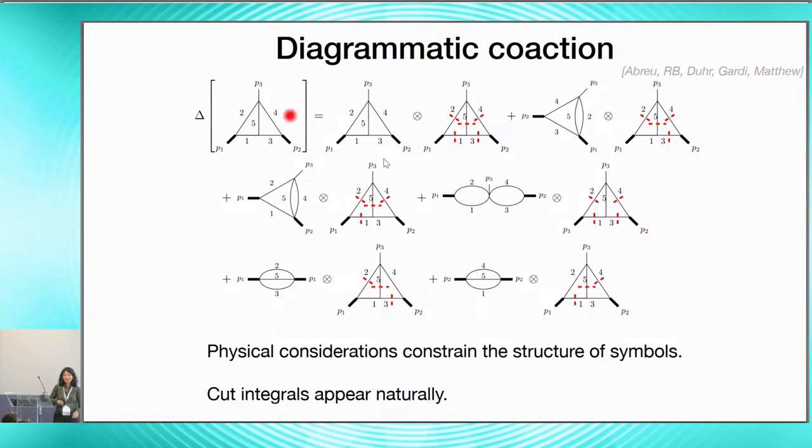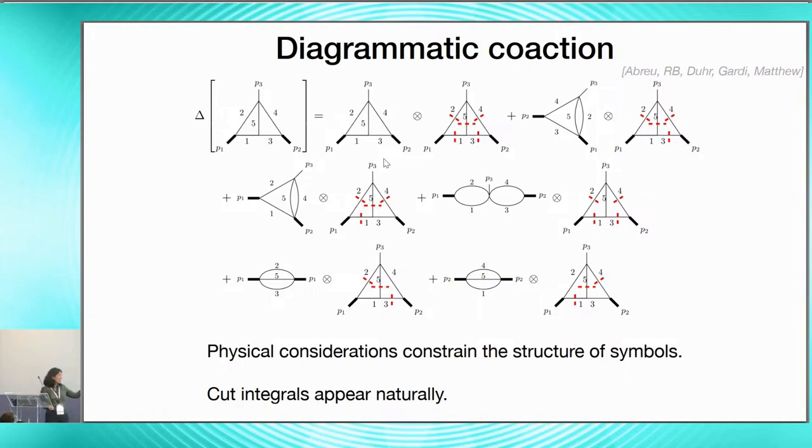And we claim that would be the same as if you do an operation at the level of graphs first, and then expand the symbol. And this can give you some information about how the symbol is put together. That's what I mean by saying physical considerations, meaning the diagrammatic structure constrains the structure of the symbols.